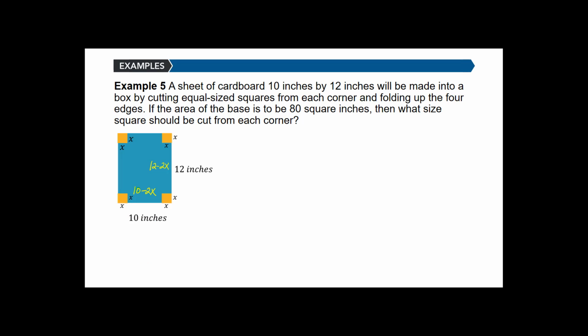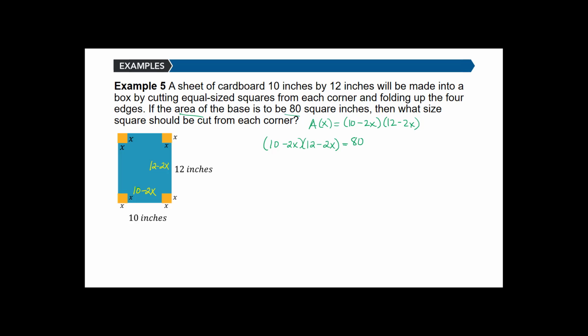And I know that the area of the base is to be 80 square inches, and so my length times width of this box is going to be 10 minus 2x times 12 minus 2x, and that's equal to 80. And if we think in terms of quadratic functions, I could write a formula for the area of the box, A of x is equal to 10 minus 2x times 12 minus 2x, and then I'm setting that equal to 80.